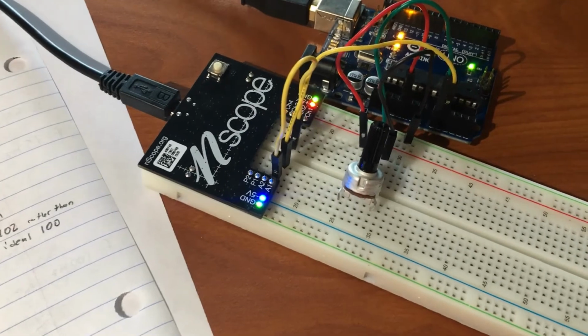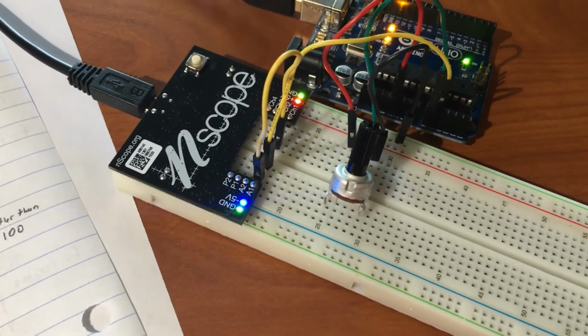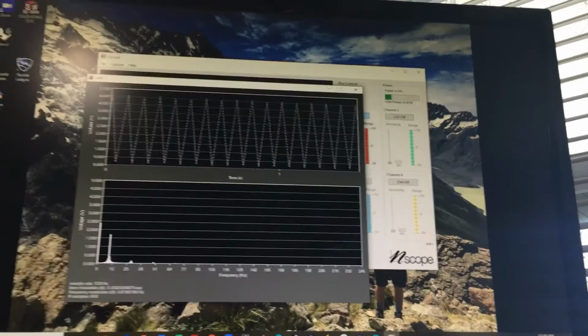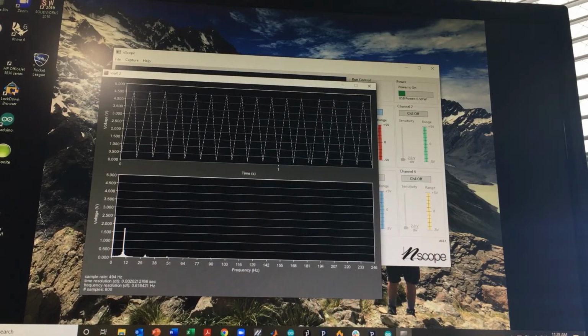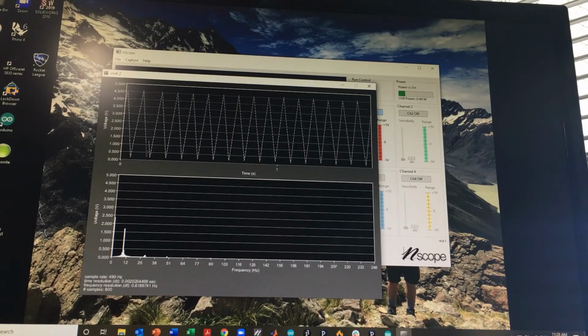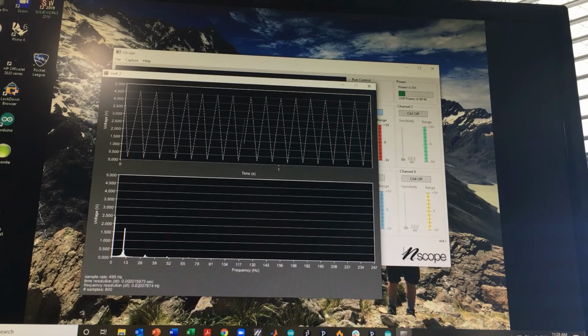Here's my circuit for the triangle wave now, and I'm using the analog input from the N-scope to create a triangle wave of 10 Hz. So here's the triangle wave going from about 0 to about 4.5 volts in the time domain.